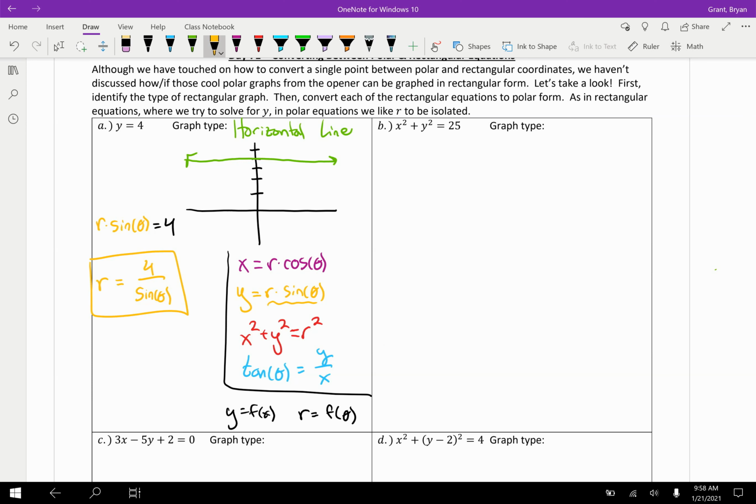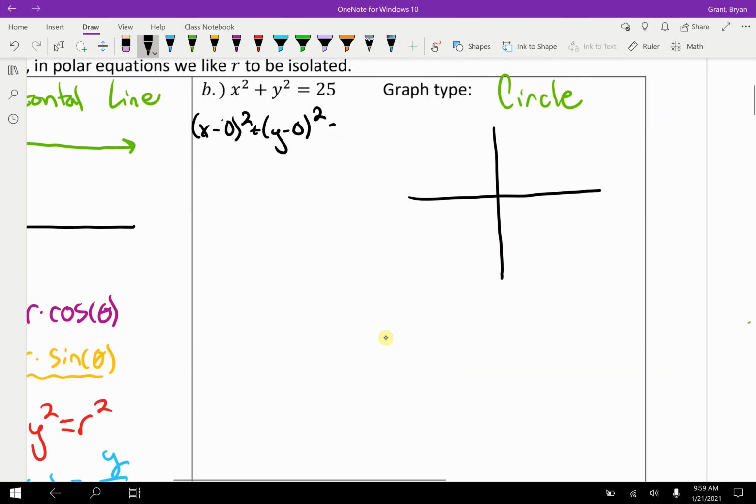We're on to part B. X squared plus y squared equals 25. We should recognize that as a circle. In particular, h and k for our circle, because it's x minus h squared plus y minus k squared equals, and maybe I'll write that out, x minus 0 squared plus y minus 0 squared equals the radius squared, right? That's our 0, 0, so our center then is 0, 0, and our radius is 5.